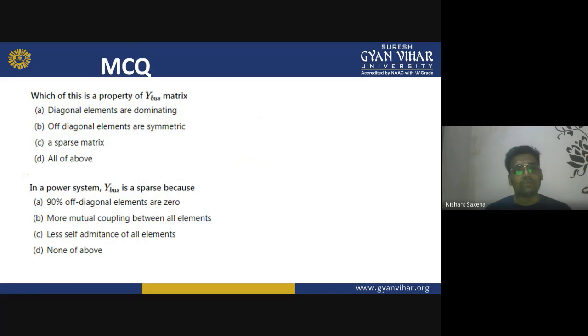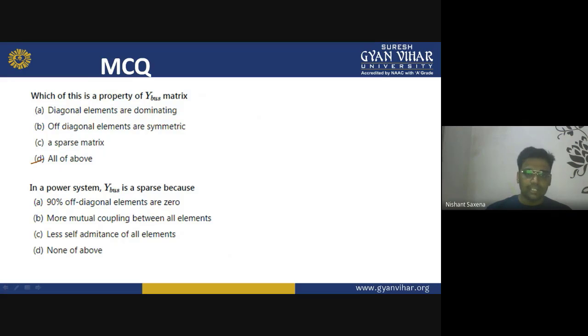Now let's do some of the MCQs. It has been asked which of these is a property of the Y bus matrix. Tell me, which are properties of the Y bus matrix? Is it a sparse matrix? Are the diagonal elements dominating? Are the off diagonal elements symmetric? A sparse matrix, or all of them? Yes, the correct answer is all of the above.